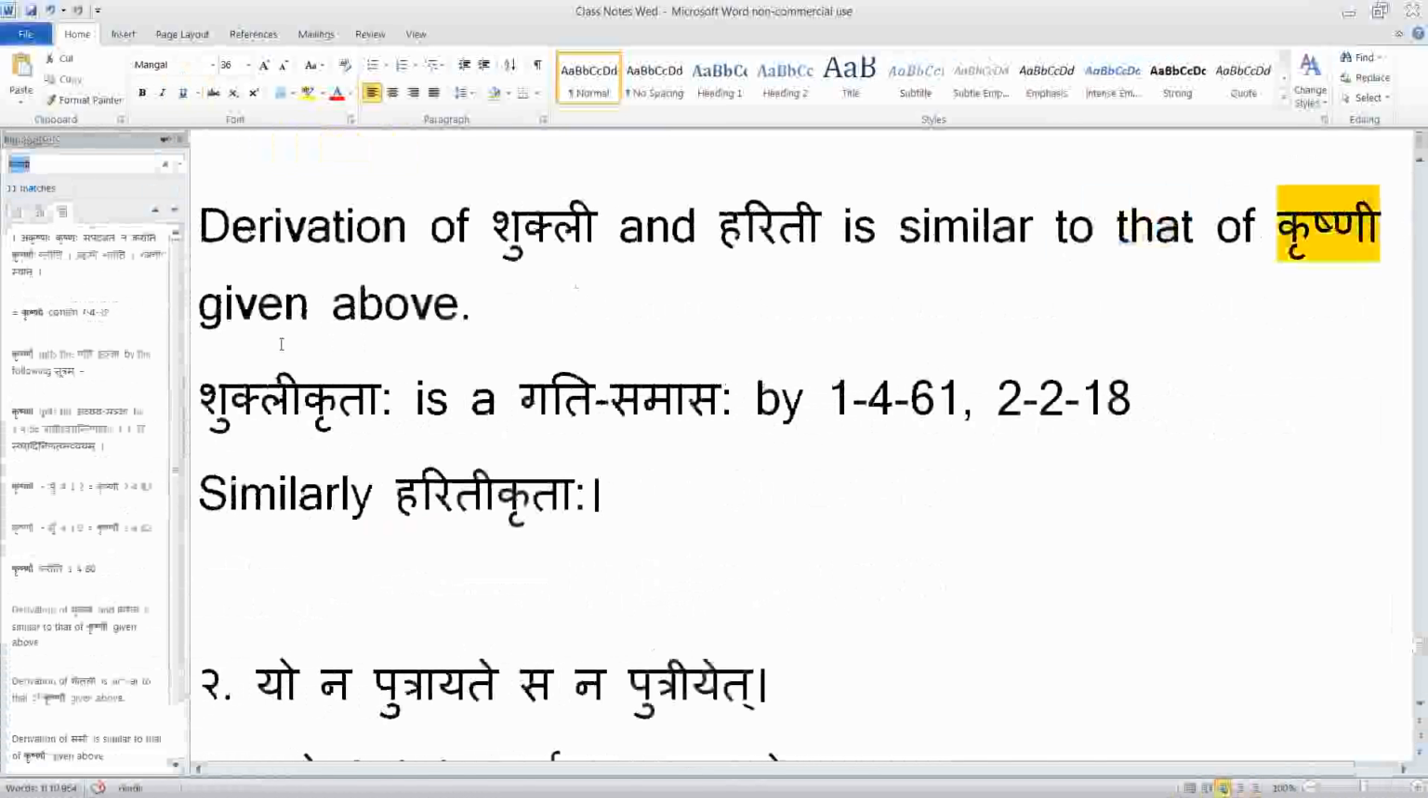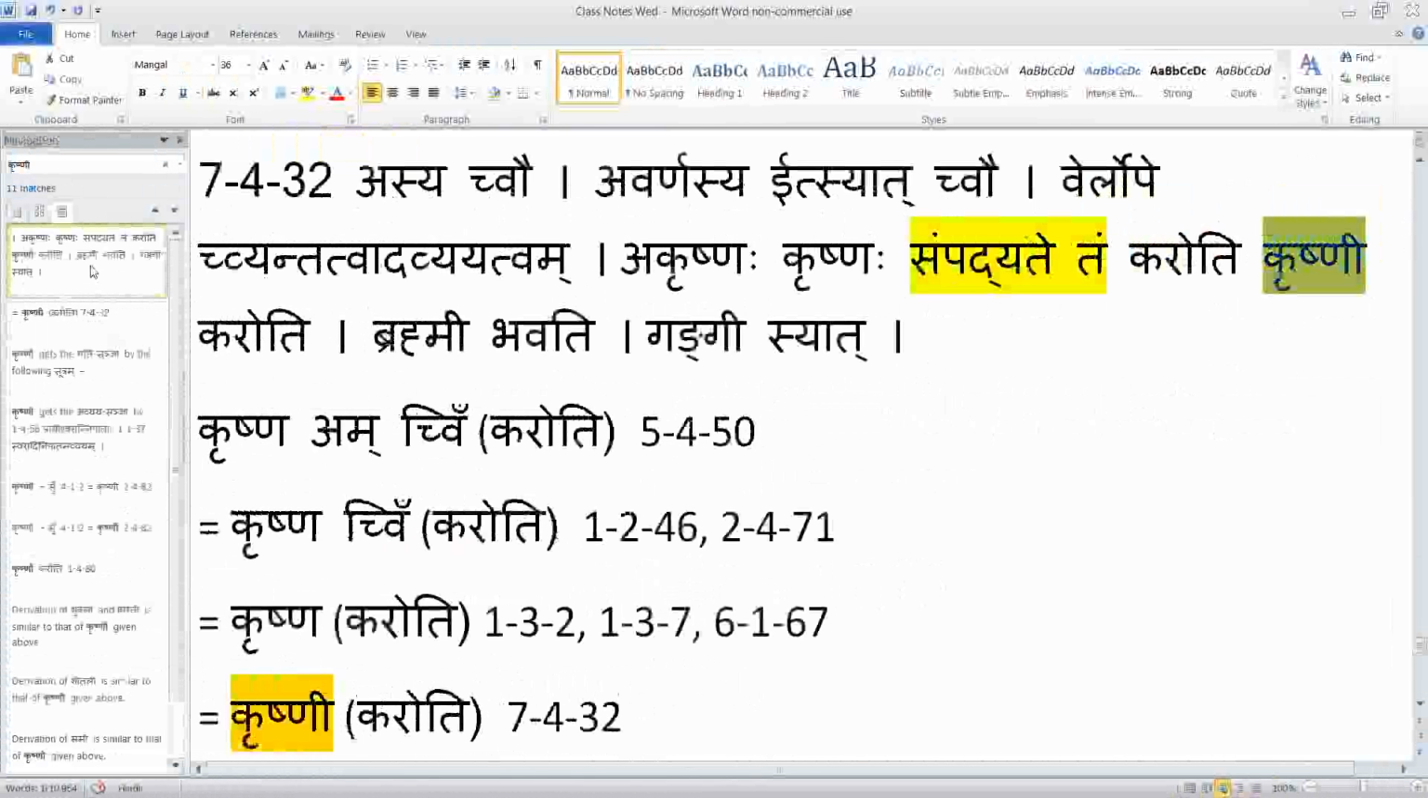Krishni. Let's see. So it is akrishnaha. Akrishnaha krishnaha sampadyate tam karoti, krishni karoti. So akrishnaha krishnaha sampadyate: something which was not black is transforming itself into being black. And then you can say akrishnaha krishnaha sampadyamanaha kritaha, which has been transformed into that. So this pratyaya is chvi.